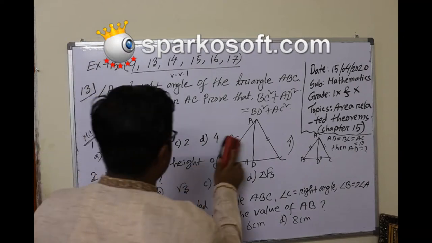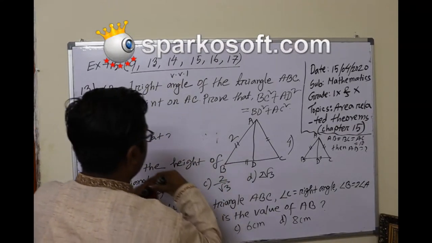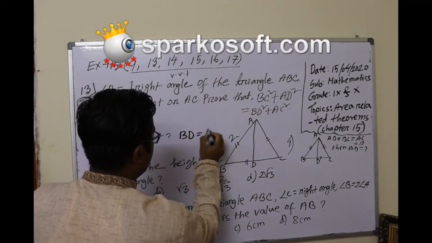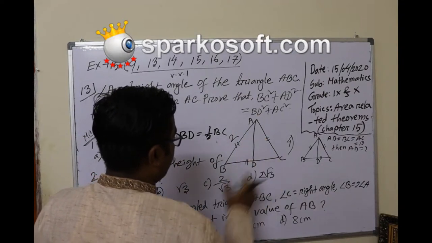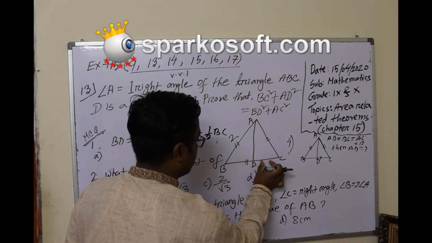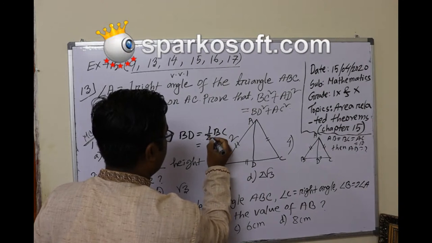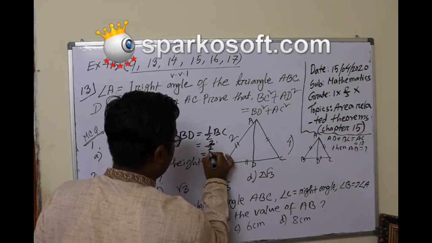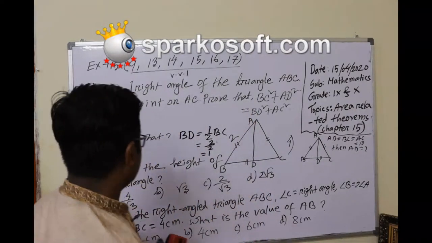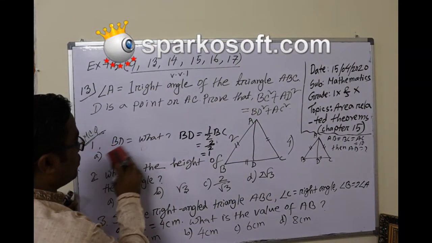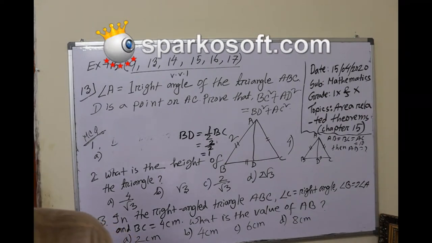This one is actually very, very easy. What is the value of BD? BD is half of BC. Because if AD is perpendicular to BC, then D is the midpoint of BC. So BD equals CD equals half of BC. The value of BC is 2, so 2 by 2 is 1. The answer is 1 centimeter. So I think you got the correct answer. Number one is over.